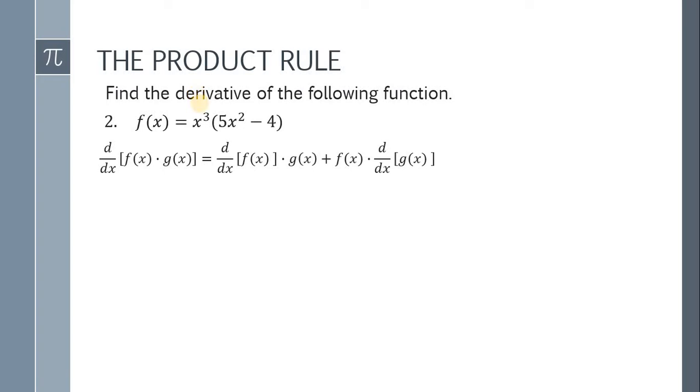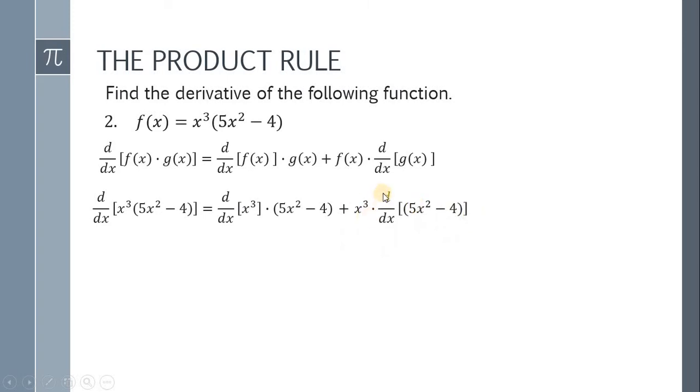Now, set up natin yung ating equation. We have the derivative of x cubed times 5x squared minus 4 is equivalent to the derivative of the first times the second, or simply the derivative of x cubed times 5x squared minus 4 plus first times the derivative of the second, x cubed times the derivative of 5x squared minus 4. Now, simplify natin. Now, we have the derivative of x cubed, we have 3x squared times 5x squared minus 4. Plus, bring down natin yung x cubed, and then derivative ng 5x squared minus 4, we have 10x.